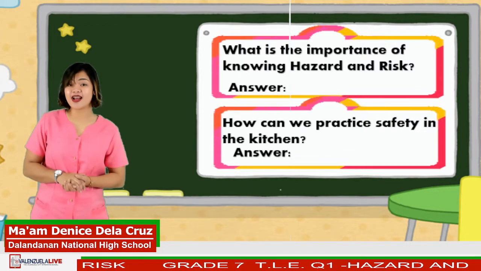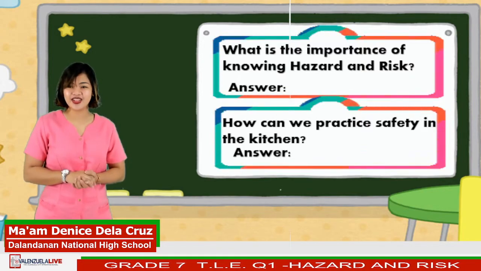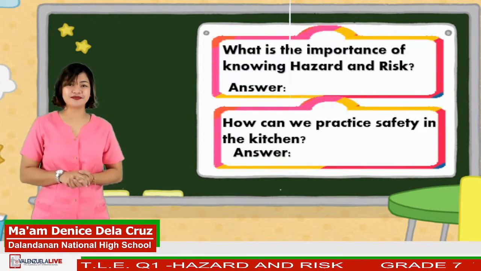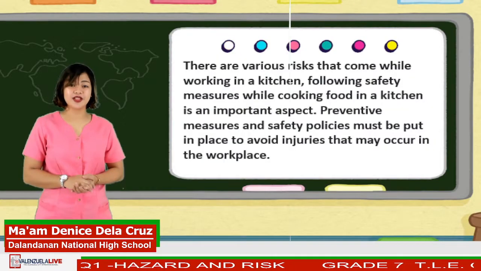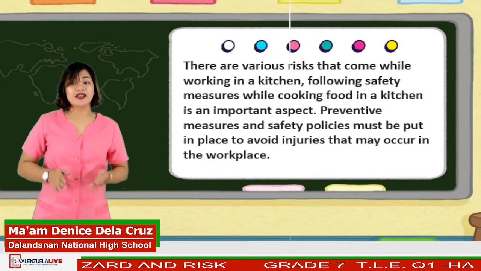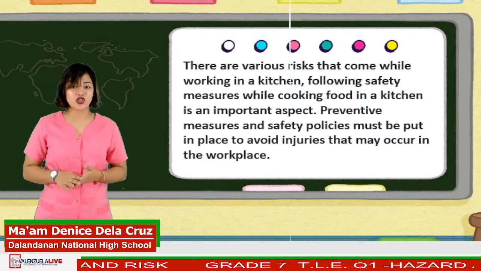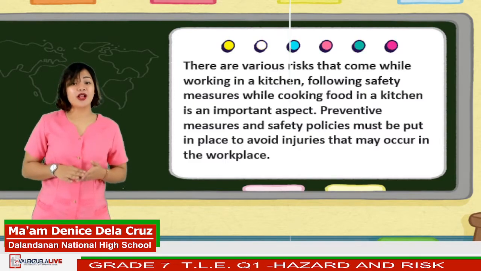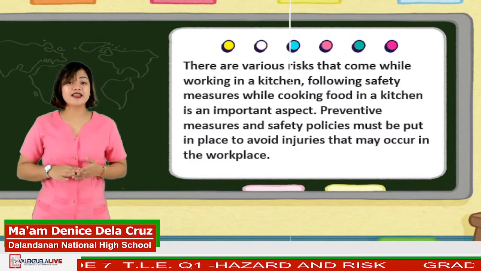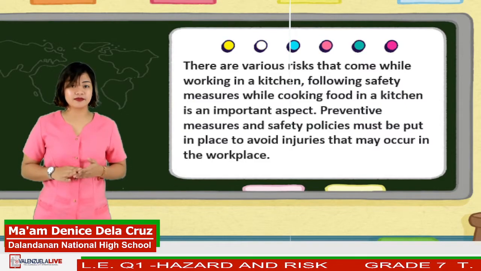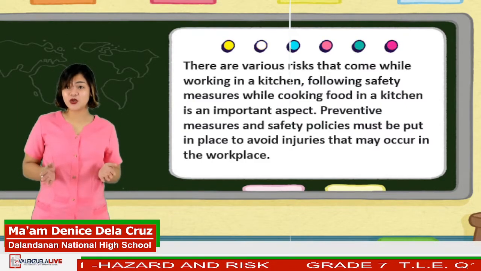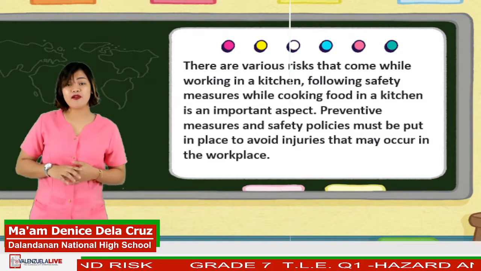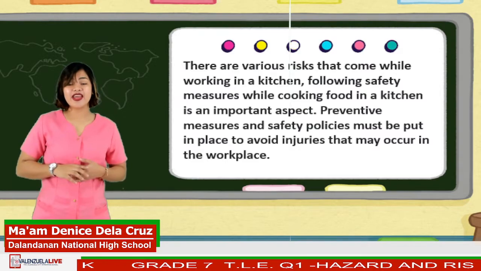For questions not selected, your daily teacher will discuss them during your follow-up discussion. There are various risks that come while working in the kitchen. Following safety measures while cooking food in a kitchen is an important aspect. Preventive measures and safety policies must be put in place to avoid injuries that may occur in the workplace.